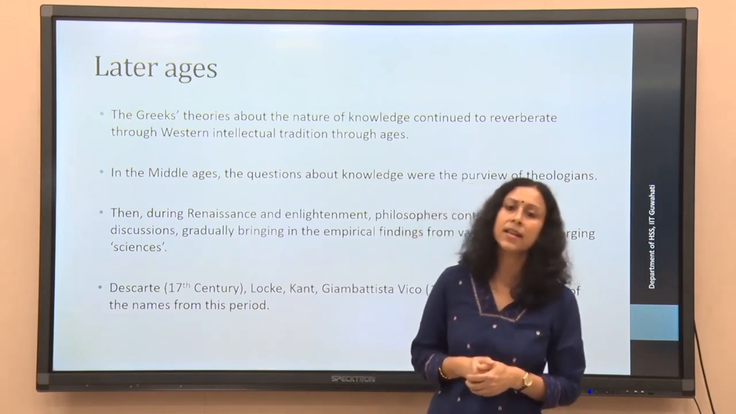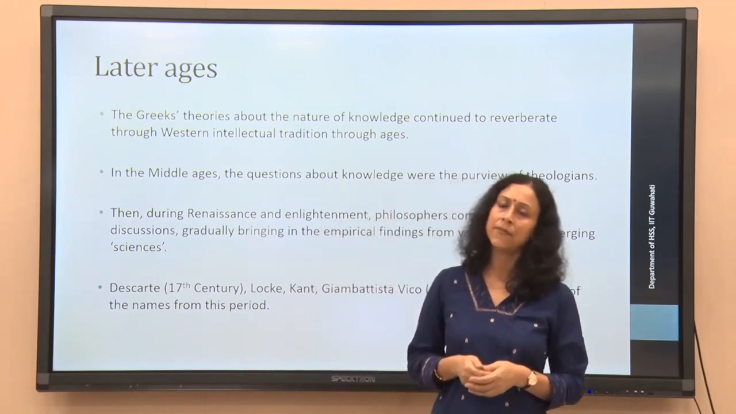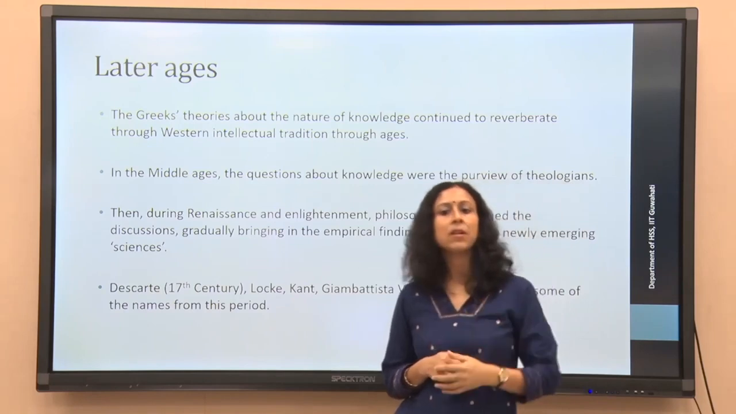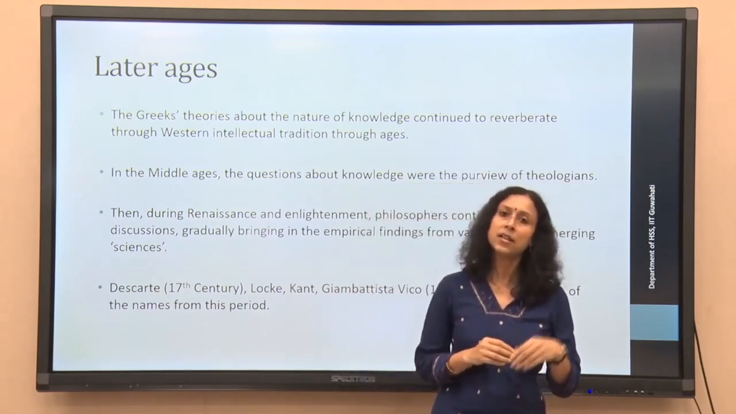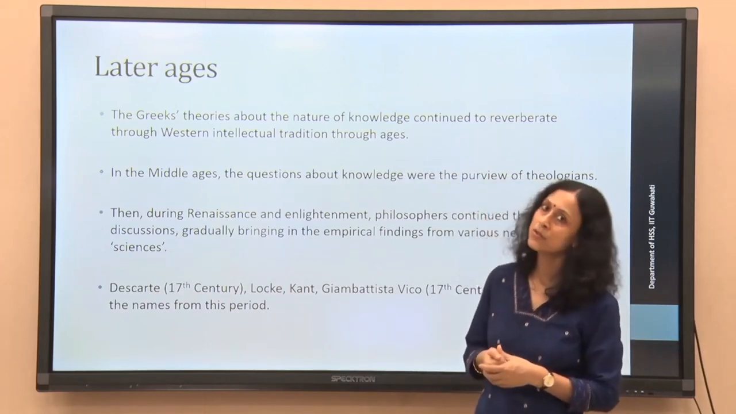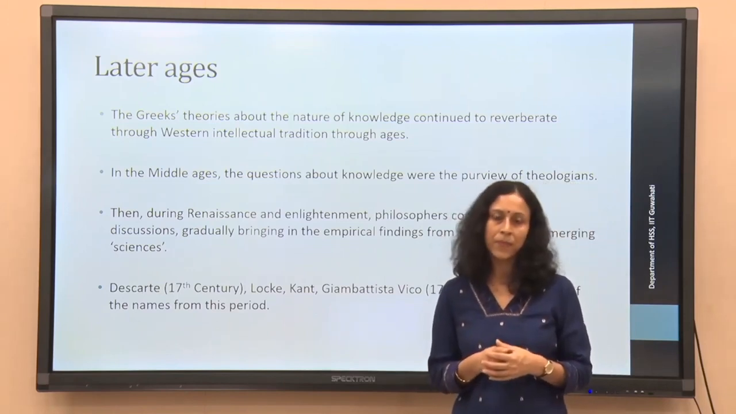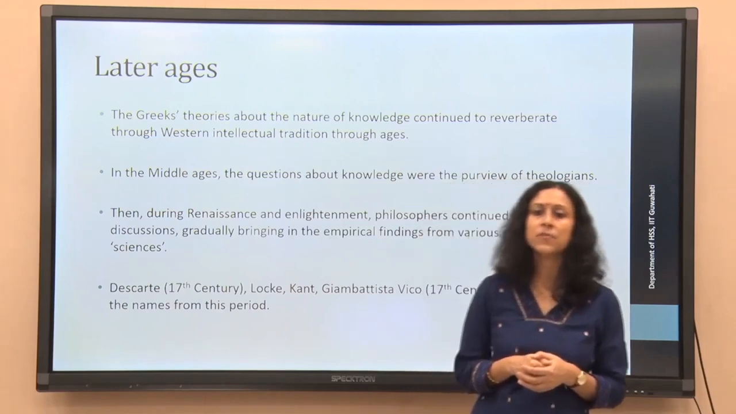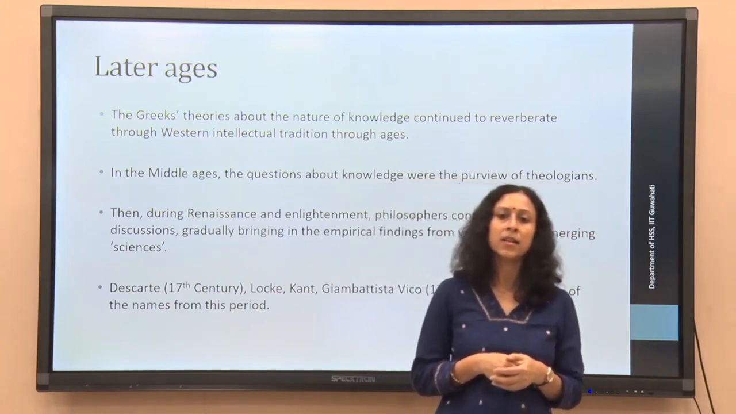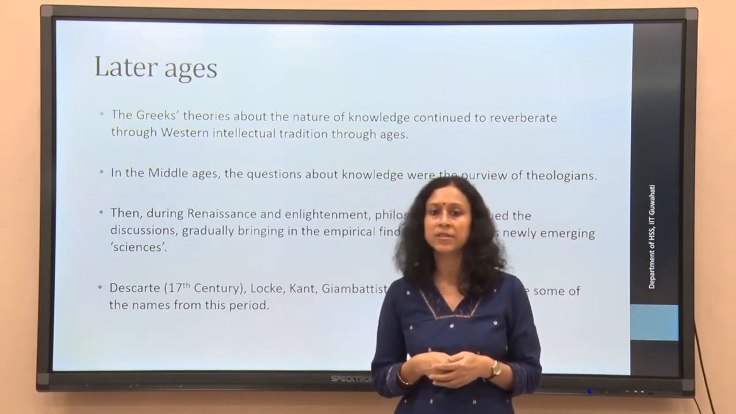In the later ages, the Greek theories about the nature of knowledge continued to reverberate through the Western intellectual tradition through the ages. In fact, the Greek tradition has informed and enriched the Western intellectual tradition. In the Middle Ages, the questions about knowledge were in the purview of theologians. Starting with the Greeks, understanding how we arrive at knowledge, how we know what is pure, true knowledge, were in the purview of philosophers. Over a period of time, things changed, the world changed, and theologians started discussing these questions from a very different perspective. And then during the Renaissance and Enlightenment period, philosophers again took reign of the discussion, and they continued the research in this domain, gradually bringing in the empirical findings from various newly emerging sciences.